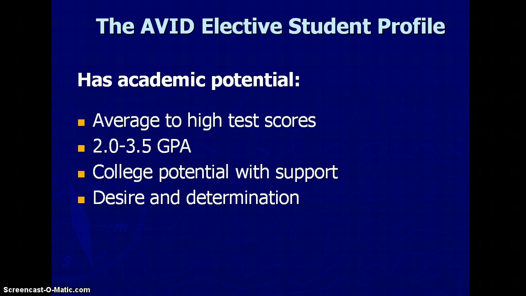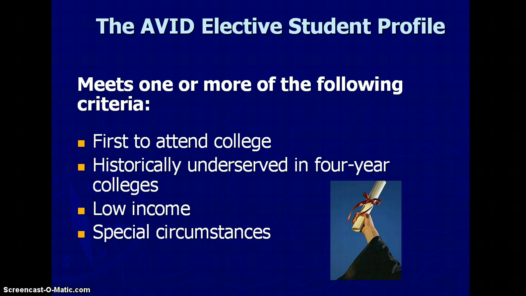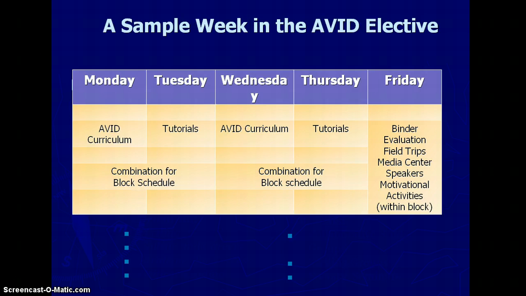It's individual determination. The AVID elective student usually meets one or more of the following criteria. I would say most of our students fall under all of these criteria. They are a first-generation college student in their family. They are historically underserved populations in four-year colleges. They have lower socioeconomic backgrounds, and usually they have many obstacles that they have to face and overcome in their journey to college. A sample week in AVID looks like this.